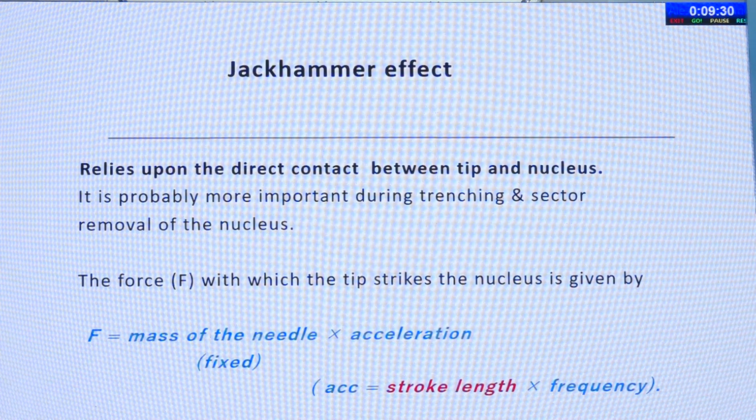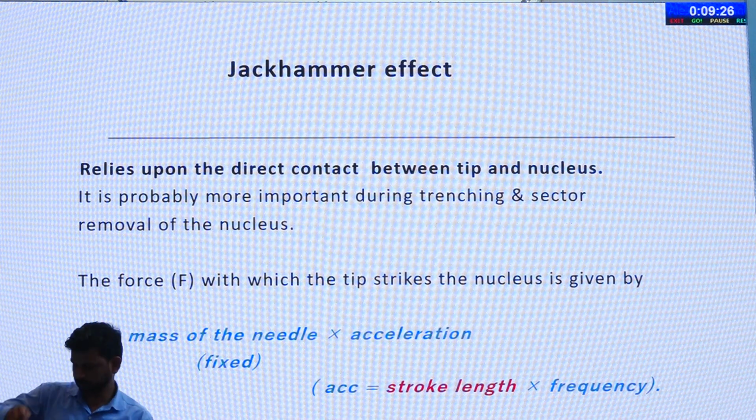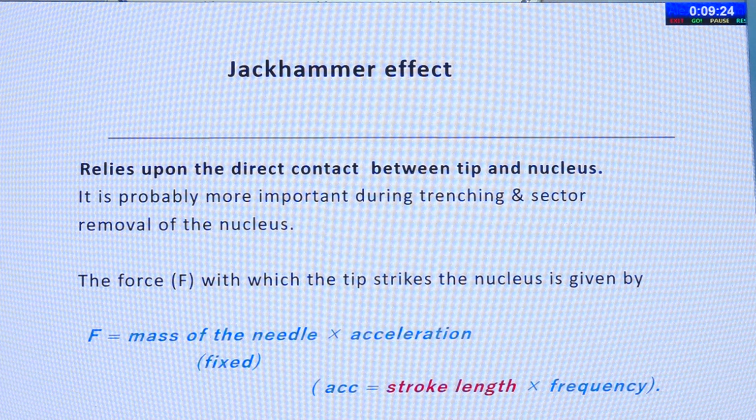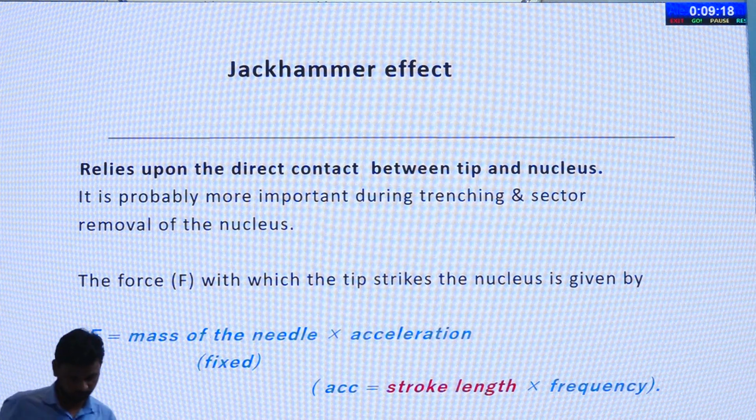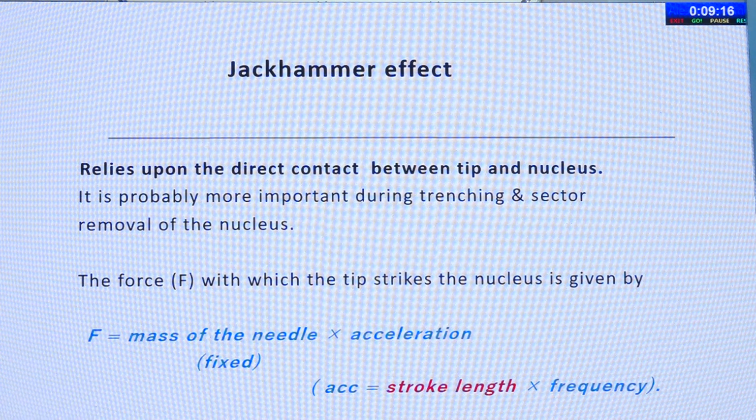Now the jackhammer effect, as we know, depends on the contact of the tip and the nucleus. So it becomes very important that the hold is good. Only then does the jackhammer effect function. And the force with which the tip actually strikes the nucleus is given by the formula mass of the needle, which is fixed for us, and acceleration. Now, acceleration is further given by stroke length into frequency, and as I mentioned earlier, frequency is fixed again.